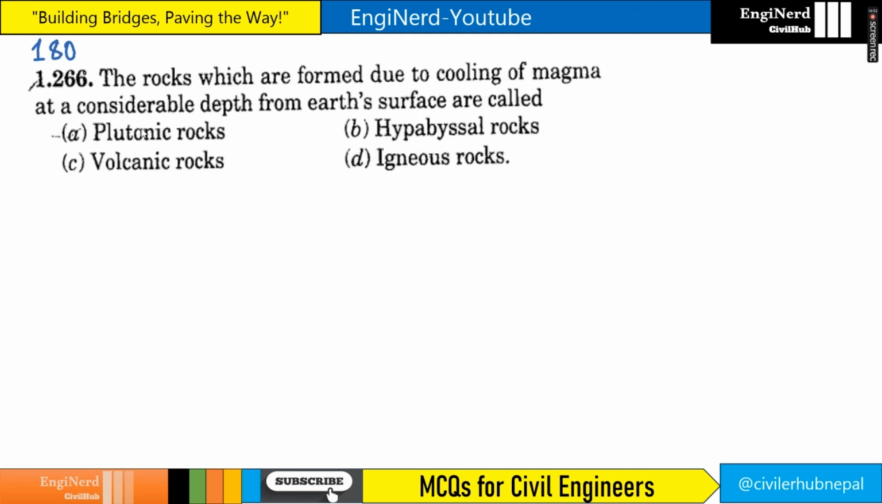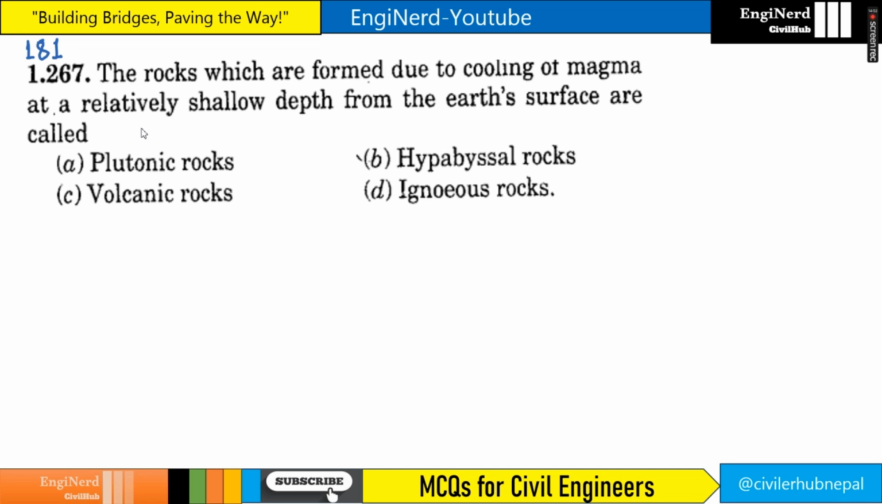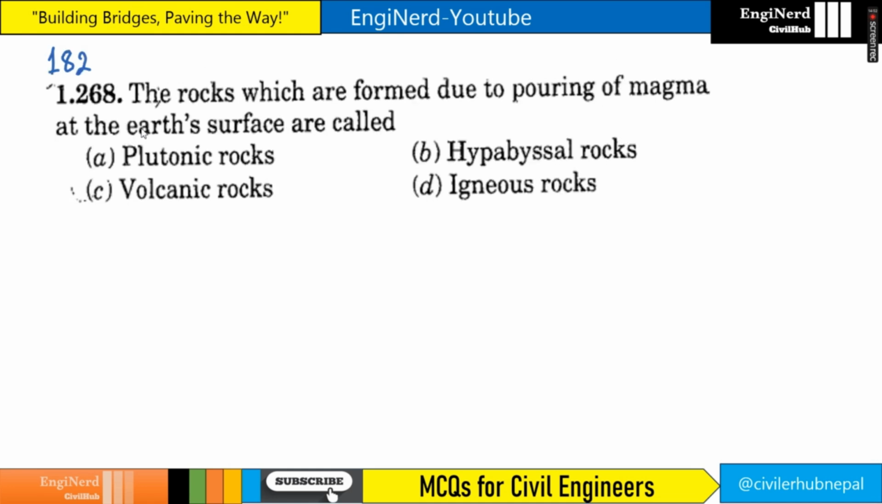The answer is cleavage. The rocks which are formed due to cooling of magma at a considerable depth from the Earth's surface are plutonic rocks, right? And if it is a relatively shallow depth, like in this question number 181, the answer is hypabyssal rock, and dolerite is an example of hypabyssal rock. The rocks which are formed due to pouring of magma at the surface are known as volcanic rock, right? For example, basalt and trap.